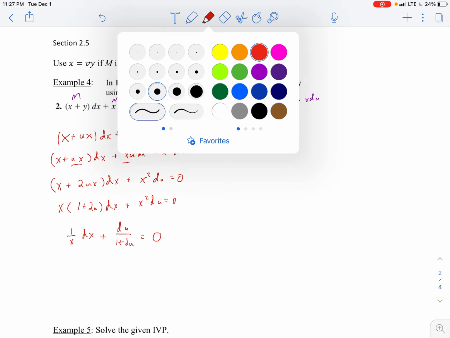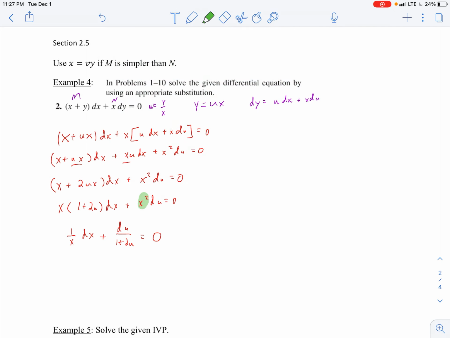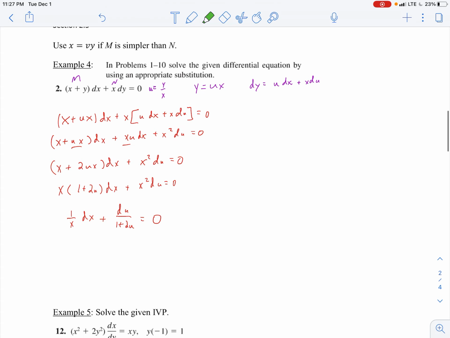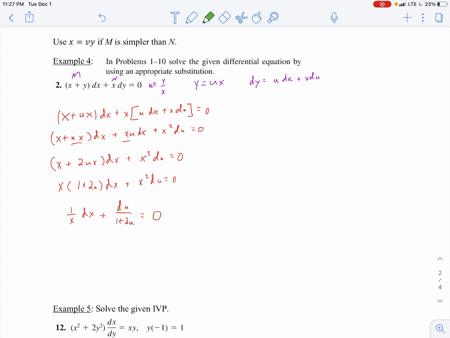Again, just to show you, I divided this x squared by that x and kept that dx to give me 1 over x dx. And then on the other part of the plus sign, I'm taking this 1 plus 2u and dividing it into du. We're doing it to the other side too, but since that's 0, it's not really going to matter because it's still going to be 0. So now we have 1 over x dx plus du over 1 plus 2u.